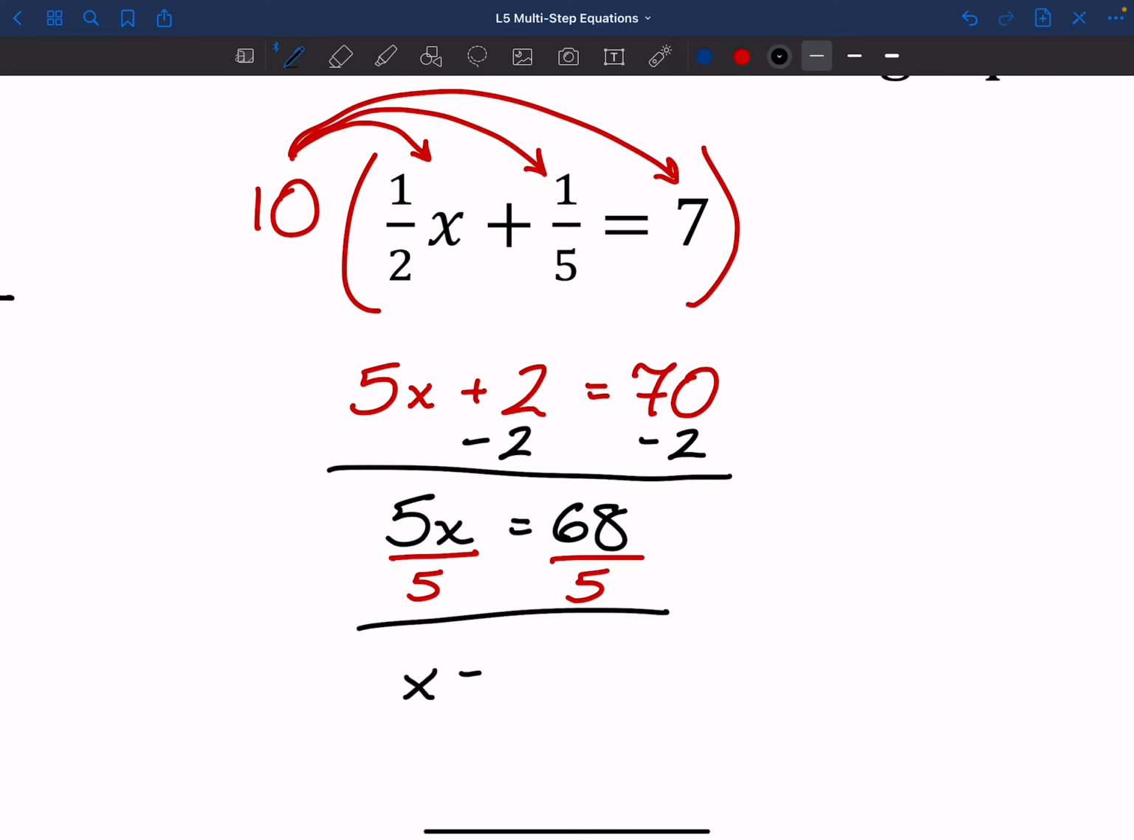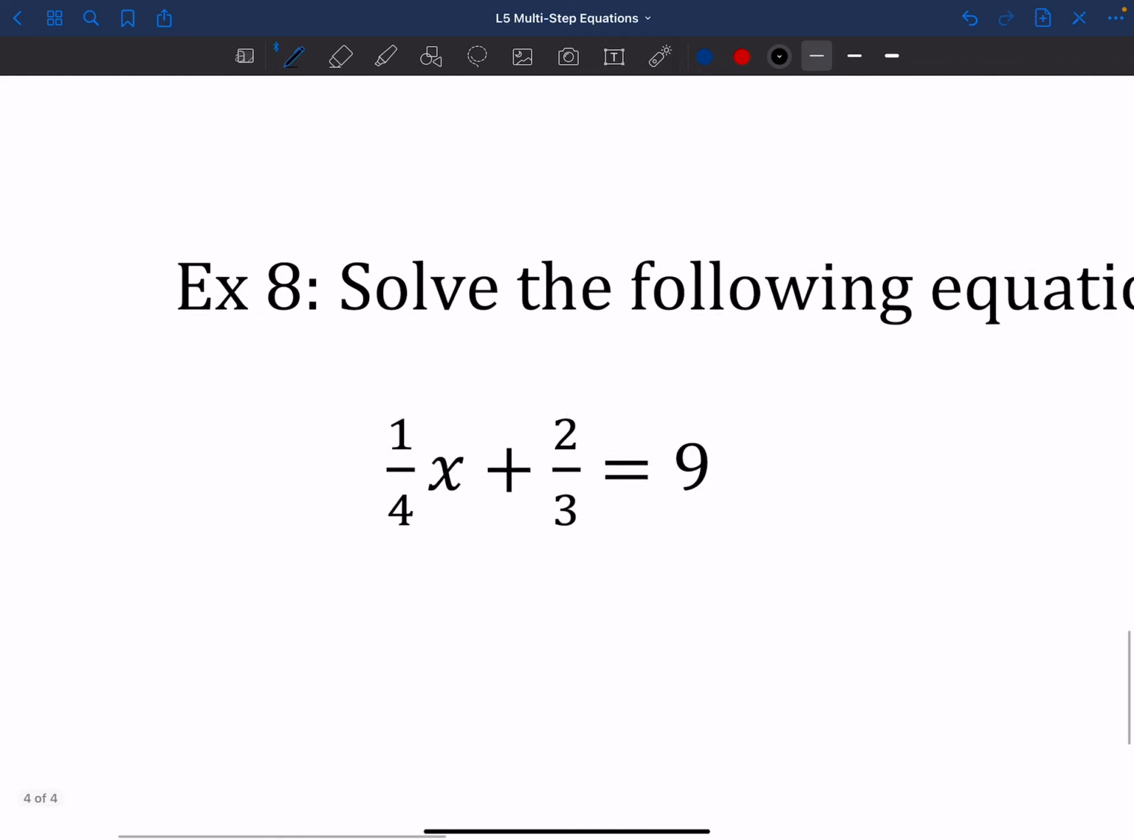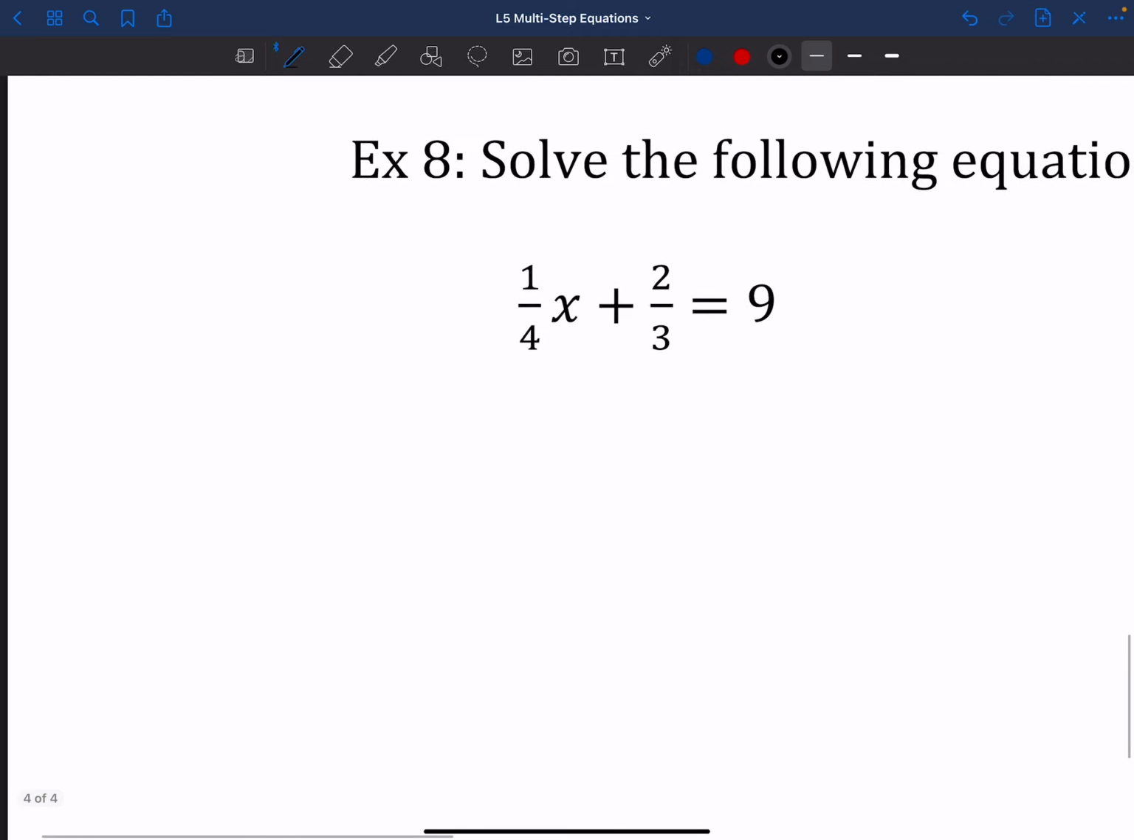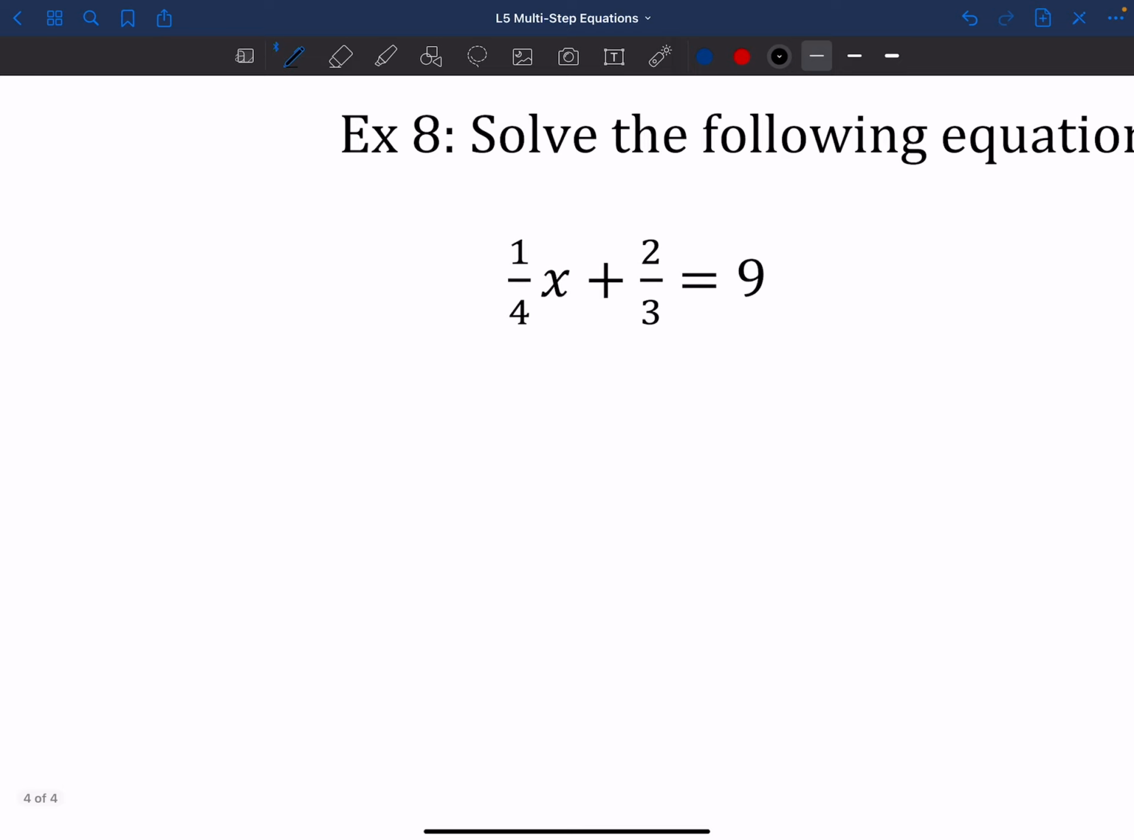And x will equal 13.6 or 13 3/5 if you want to write it that way. Either way, it comes out to be the same. All right, let's try another one with fractions. And actually, if you're feeling really up to it, give this one a shot on your own. Pause here, see what you get for a common denominator, multiply it through, see how it goes. If you're feeling a little shaky, stick with me.